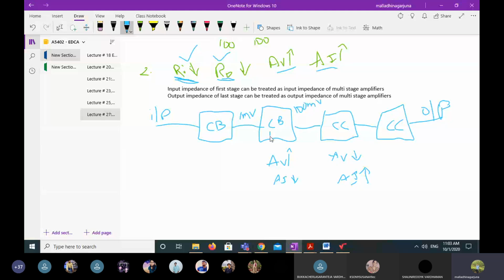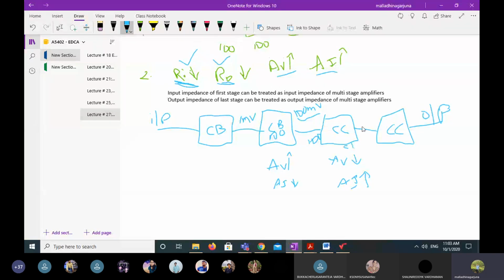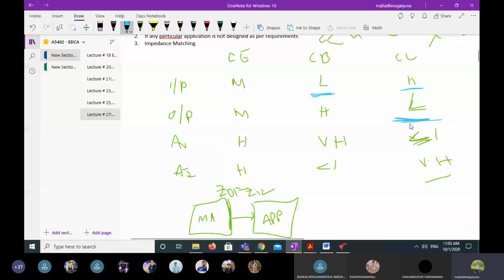Now this 100 millivolts is the output of the common base, and at the same time the input of the common collector. As I am giving 100 millivolts to the common collector, what will be the common collector output? The voltage gain of the common collector is less than 1. So if it is less than 1, the output of the common collector will be 90 millivolts only.